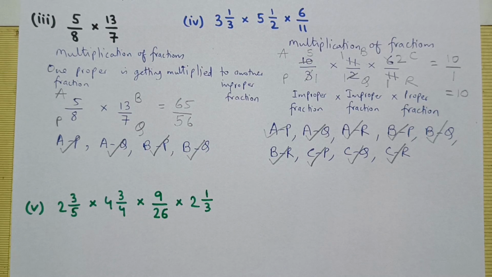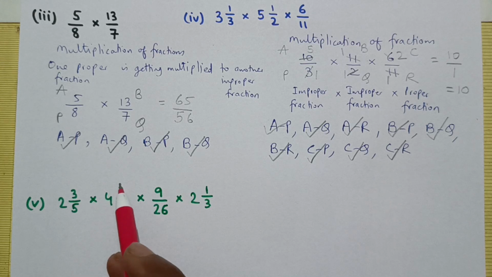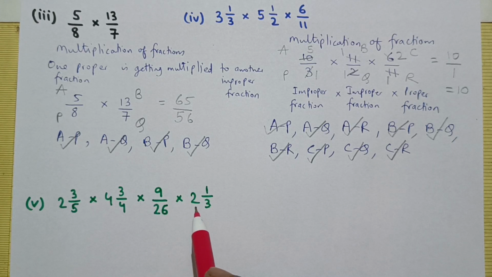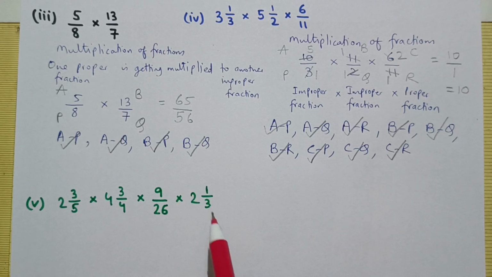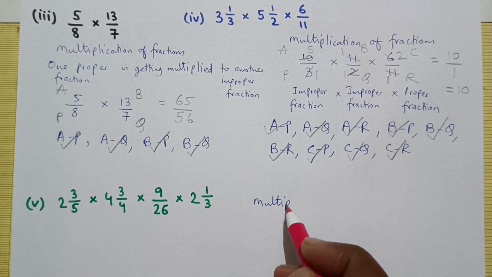So the last question is 2 3 by 5 multiplied to 4 3 by 4 multiplied to 9 by 26 multiplied to 2 1 by 3. So here the fraction 2 3 by 5 is getting multiplied to the fraction 4 3 by 4, which is getting multiplied to the fraction 9 by 26, which is getting multiplied to the fraction 2 1 by 3. So this question is all about multiplication of fractions.